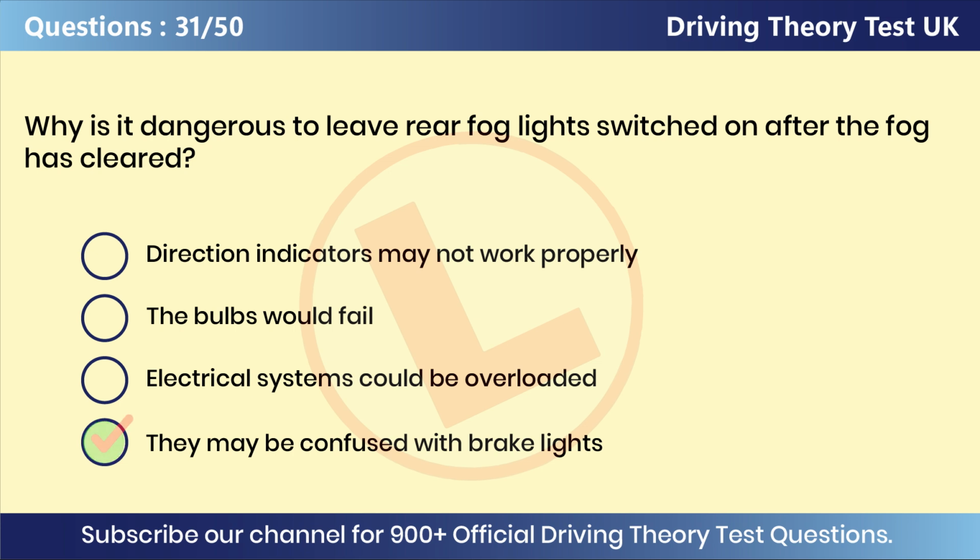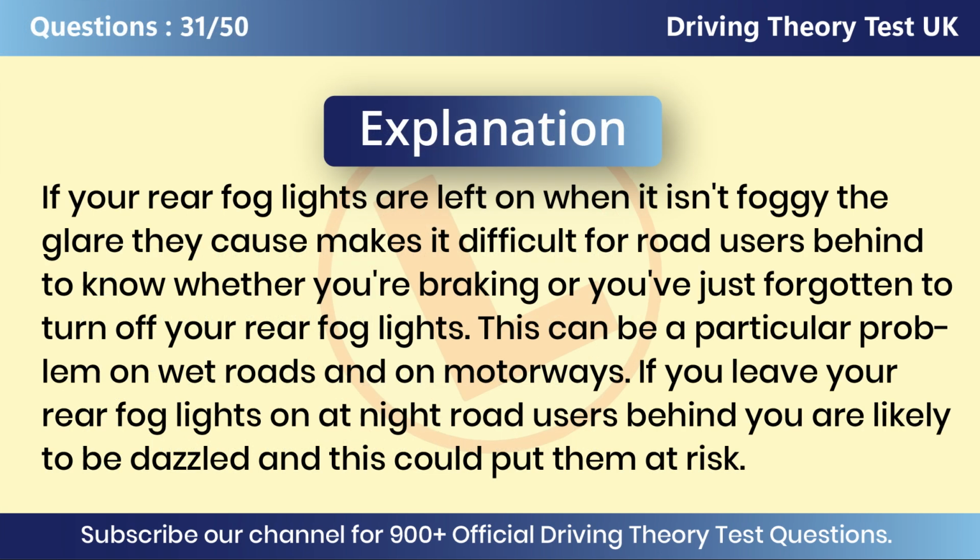D. They may be confused with brake lights. If your rear fog lights are left on when it isn't foggy, the glare they cause makes it difficult for road users behind to know whether you're braking or you've just forgotten to turn off your rear fog lights. This can be a particular problem on wet roads and on motorways. If you leave your rear fog lights on at night, road users behind you are likely to be dazzled, and this could put them at risk.